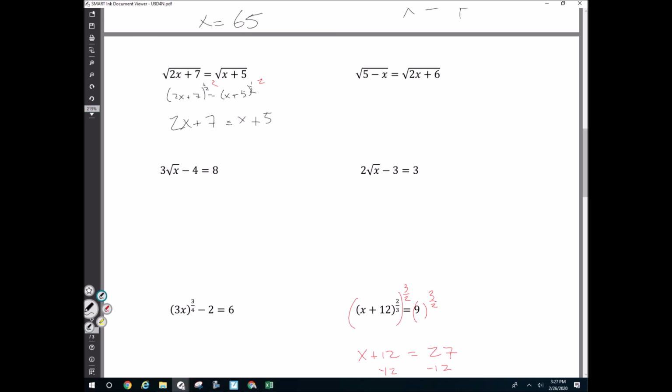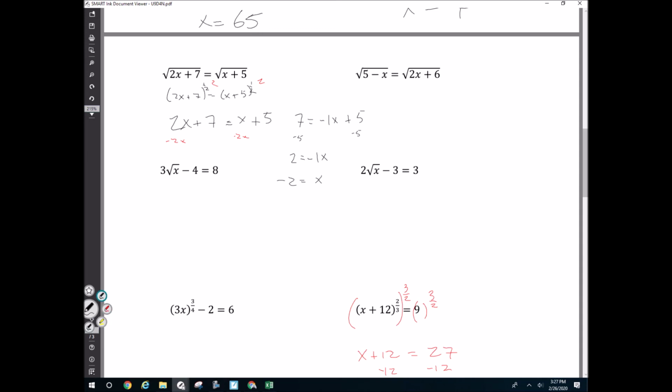What do we do? I will do anything I want, so long as I do it to both sides. Maybe I decide to subtract by 2x. If I do that, I get 7 equals negative 1x plus 5. Well, here's my x's over here now. Maybe that means I need to subtract 5 to get this x by itself. Well, now I get 2 equals negative 1x. Maybe I divide by negative 1. X equals negative 2.